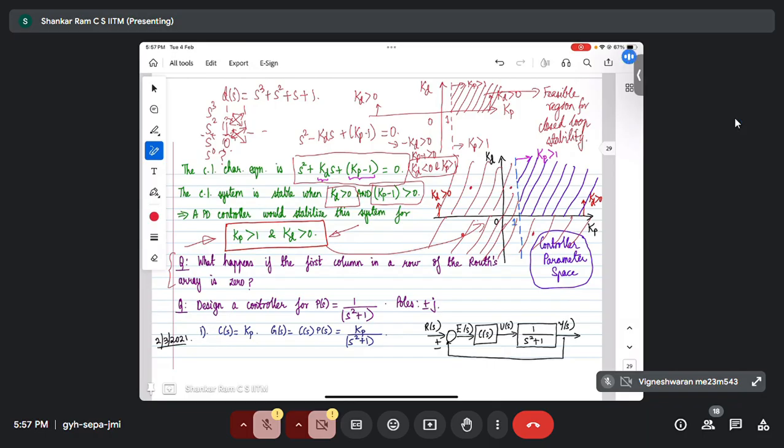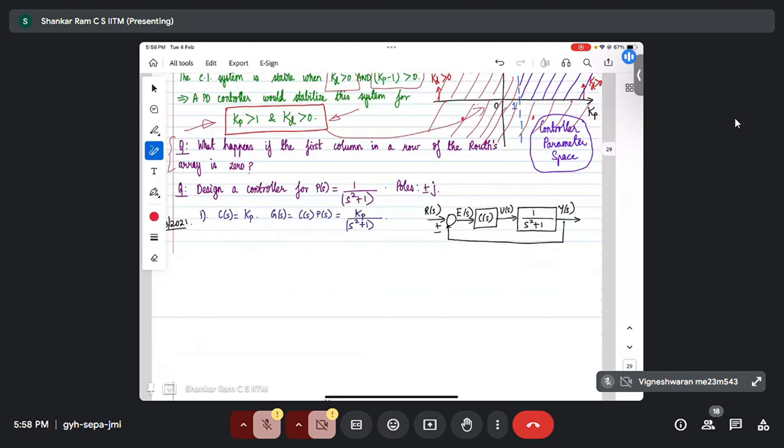If only the first entry is 0, you will have what are called radially opposite roots on the imaginary axis. And if there is no other sign change, you will have a pair of roots on the imaginary axis, but no roots in the right half plane. However, if you have sign changes in the first column, you will have radially opposite roots. What do I mean by radially opposite roots?